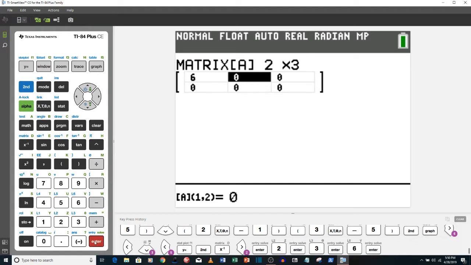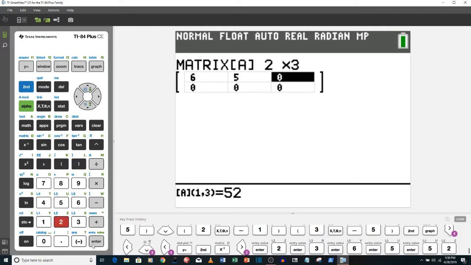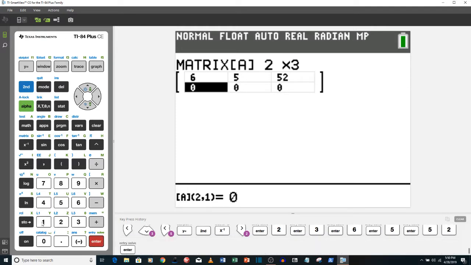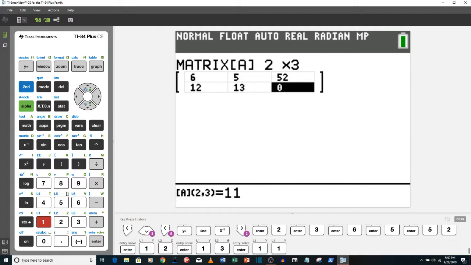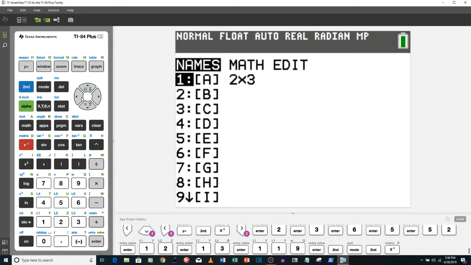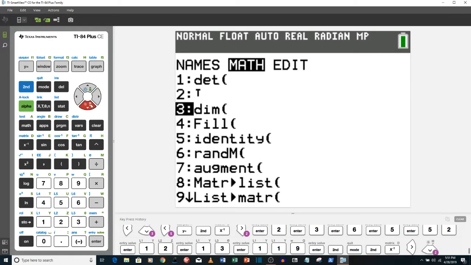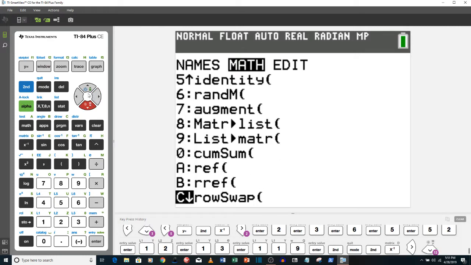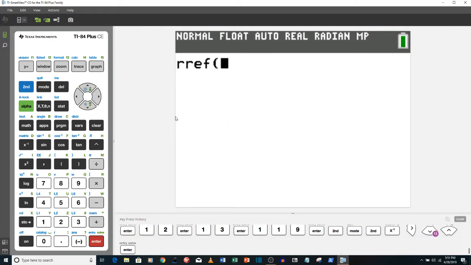6, enter. 5, enter. 52, enter. 12, enter. 13, enter. 119, enter. And then hit second quit, and now hit second matrix, right arrow one time, and go down until you get to letter B for RREF. Click enter one time.